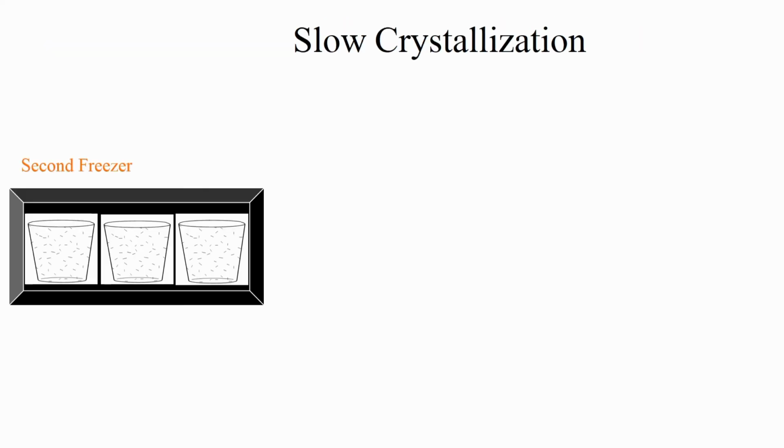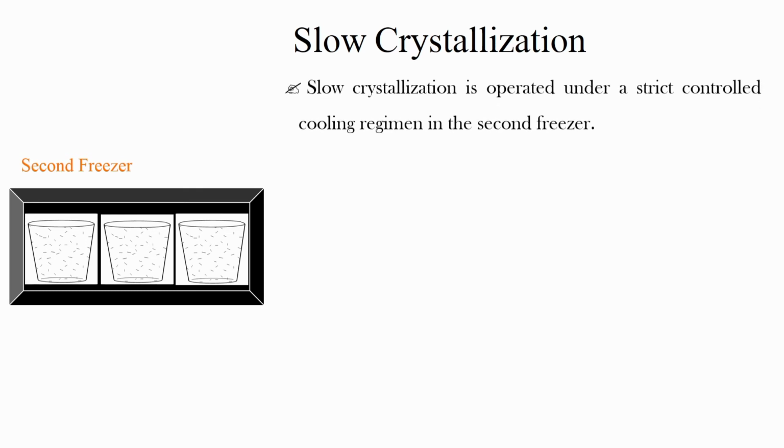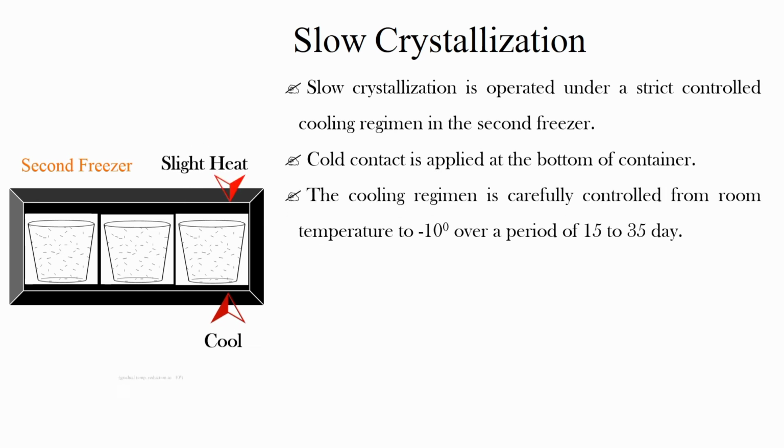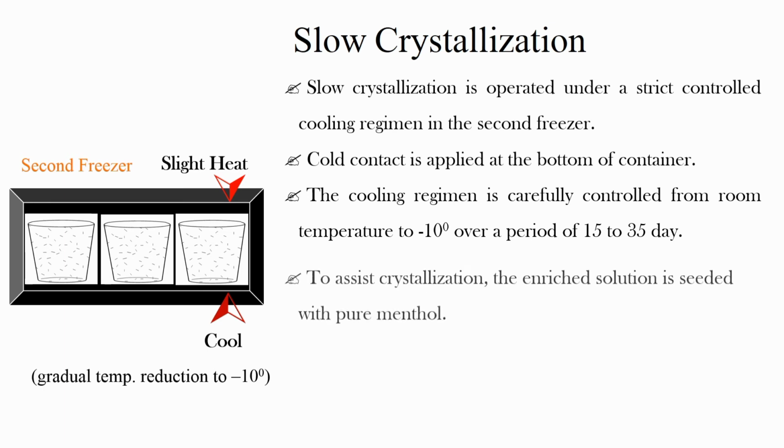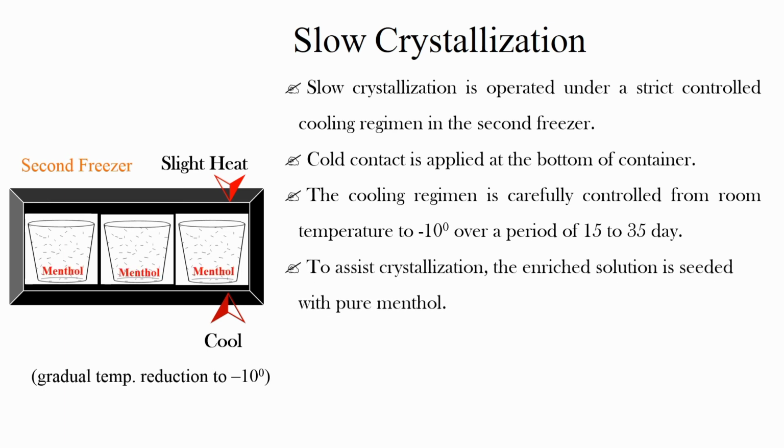Now coming to slow crystallization. Slow crystallization is operated under a strictly controlled cooling regimen in the second freezer. Cold contact is applied at the bottom of the container. The cooling regimen is carefully controlled from room temperature to -10 over a period of 15 to 35 days. To assist crystallization, the enriched solution is seeded with pure menthol. Slow crystallization yields the final product, that is menthol.